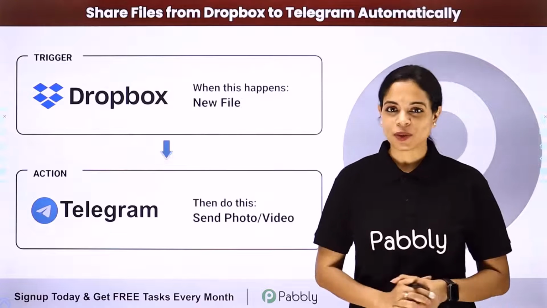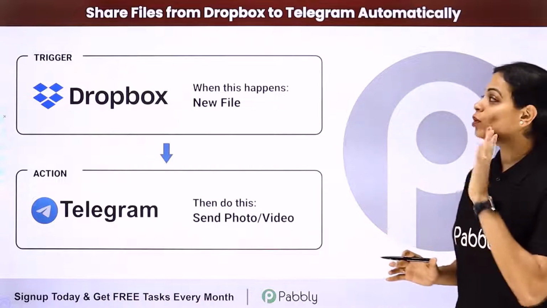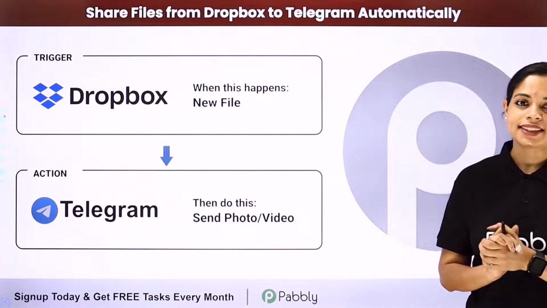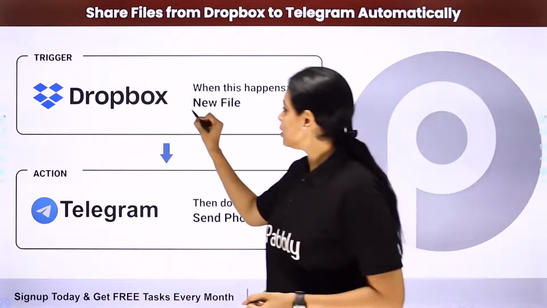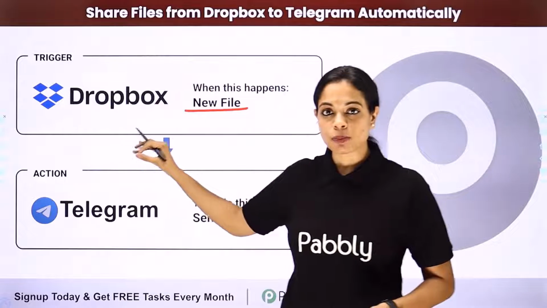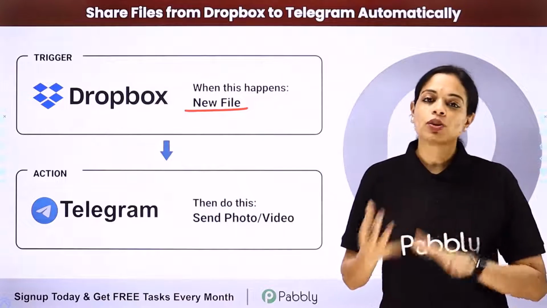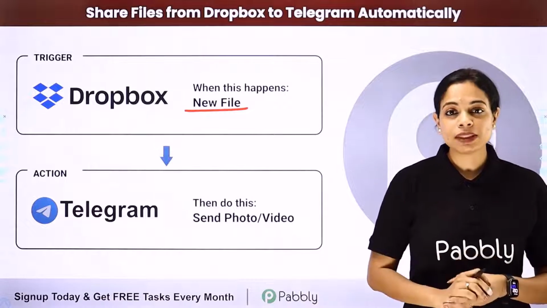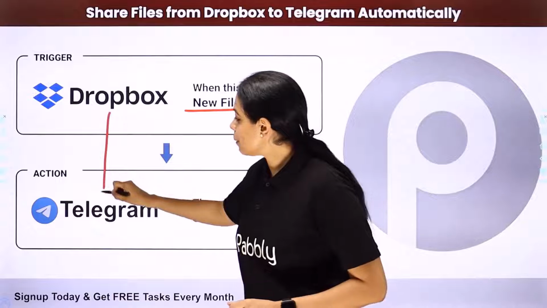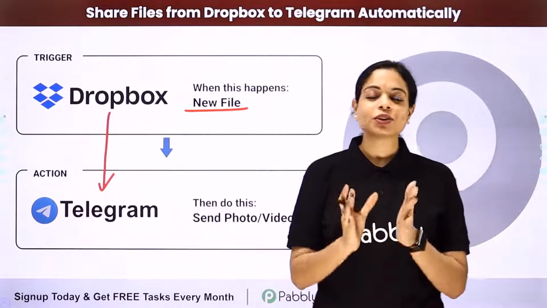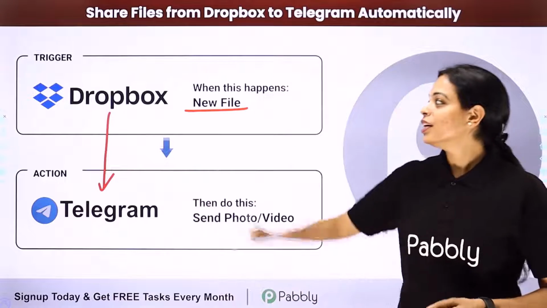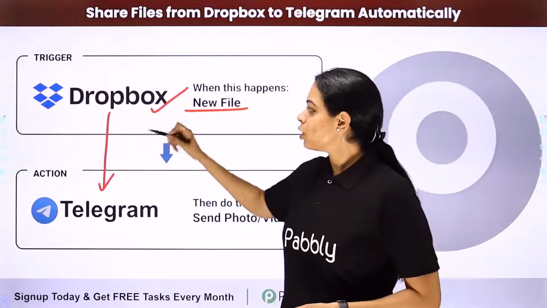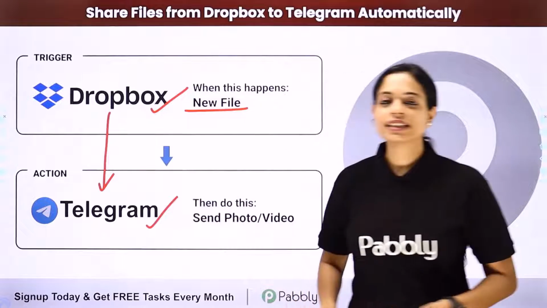In this video, we are going to see how to share files from Dropbox to Telegram automatically. So let's say that every time there is a new file uploaded on Dropbox, now it can be an image or a video, you want it to be shared on your Telegram group. How can that be done? For this, you will have to integrate the two applications, and the same thing can be done using Pabbly Connect software. So here, your trigger application will be Dropbox and your action application will be Telegram.